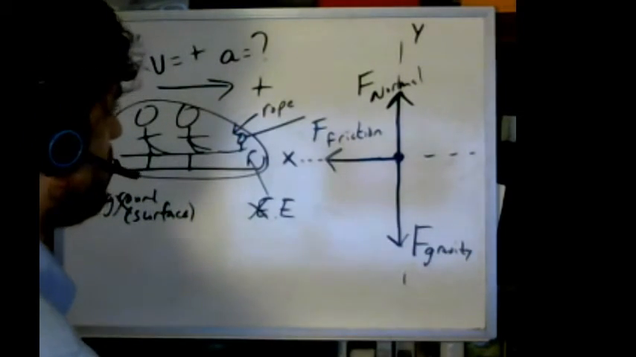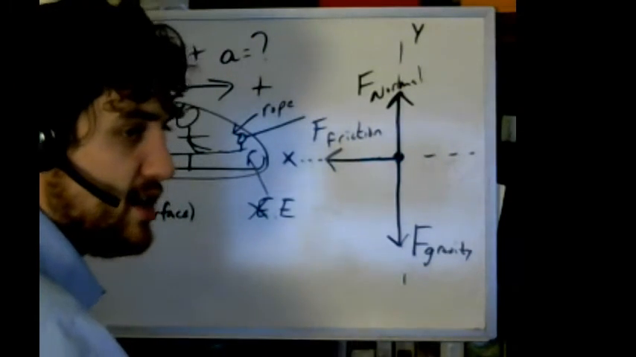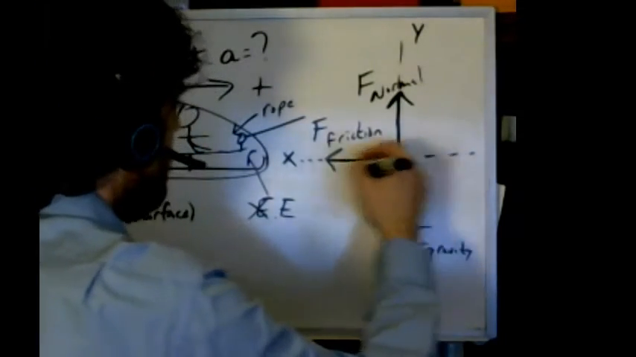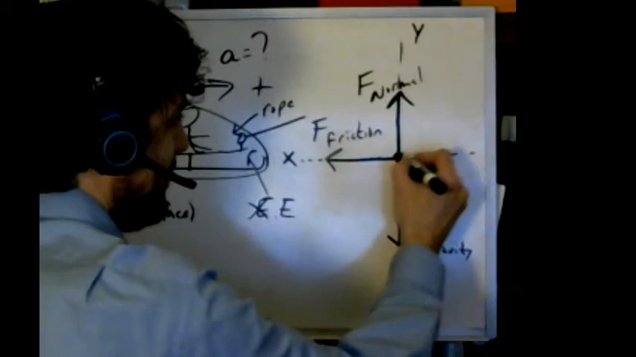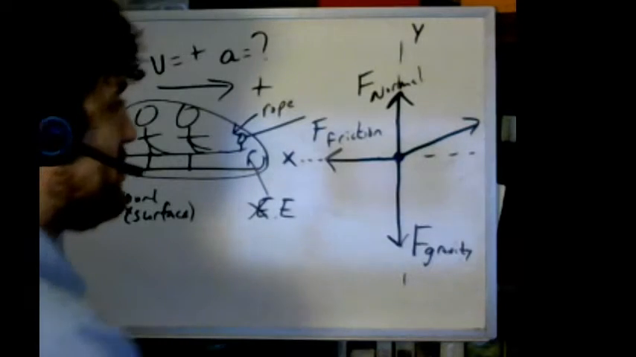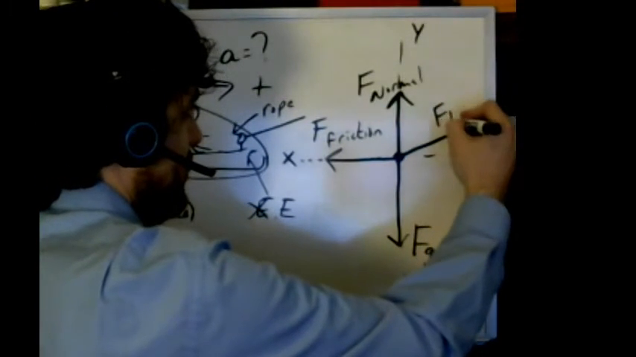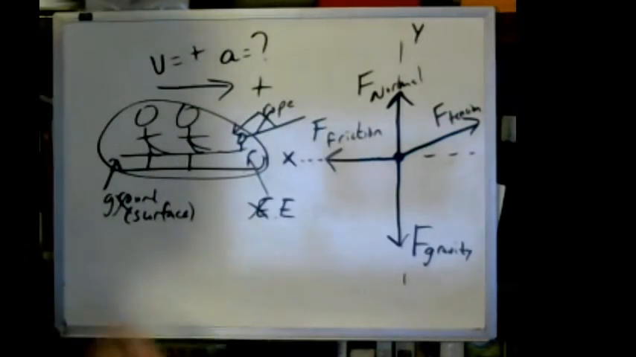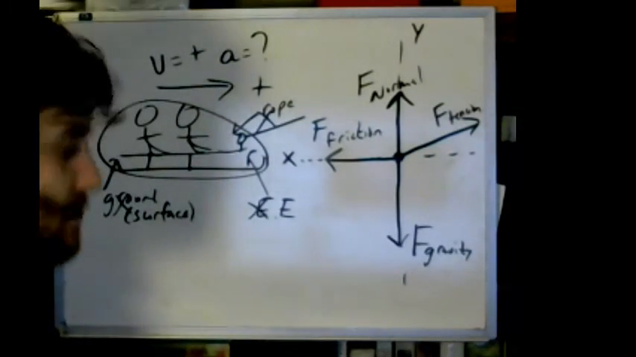The only thing left is the rope. The rope exerts a tension, and the tension has to go along the rope. The rope is going off at an angle like this, so the tension is also going off at an angle. Force, tension. We now have all of the things from our system schema taken care of, so we are out of forces.